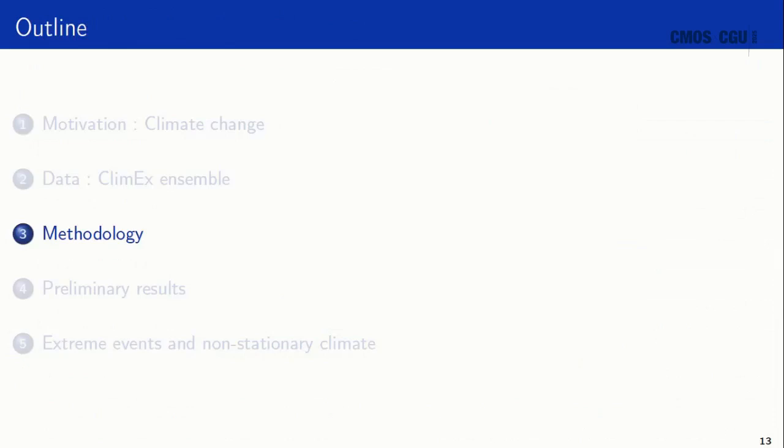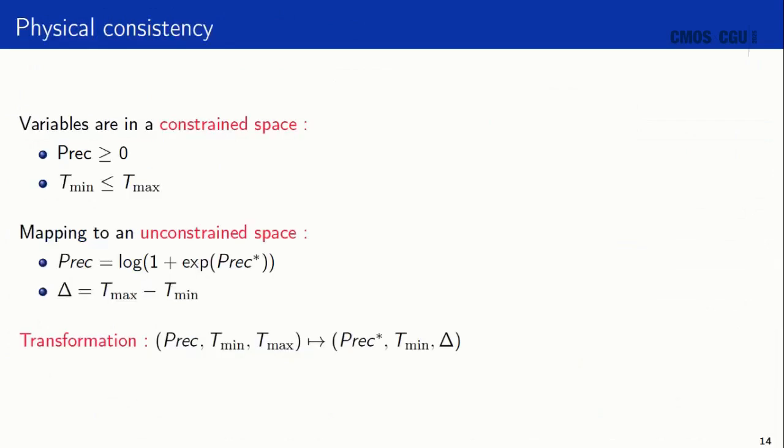So now I'll dive into the methodology. First of all, we wanted to ensure physical consistency. Our 3 variables have constraints. We can think of them as being in a constrained space. So precipitation has to be greater than or equal to 0. Tmax has to be greater than or equal to Tmin. And we make a mapping to an unconstrained space in order to preserve these constraints.